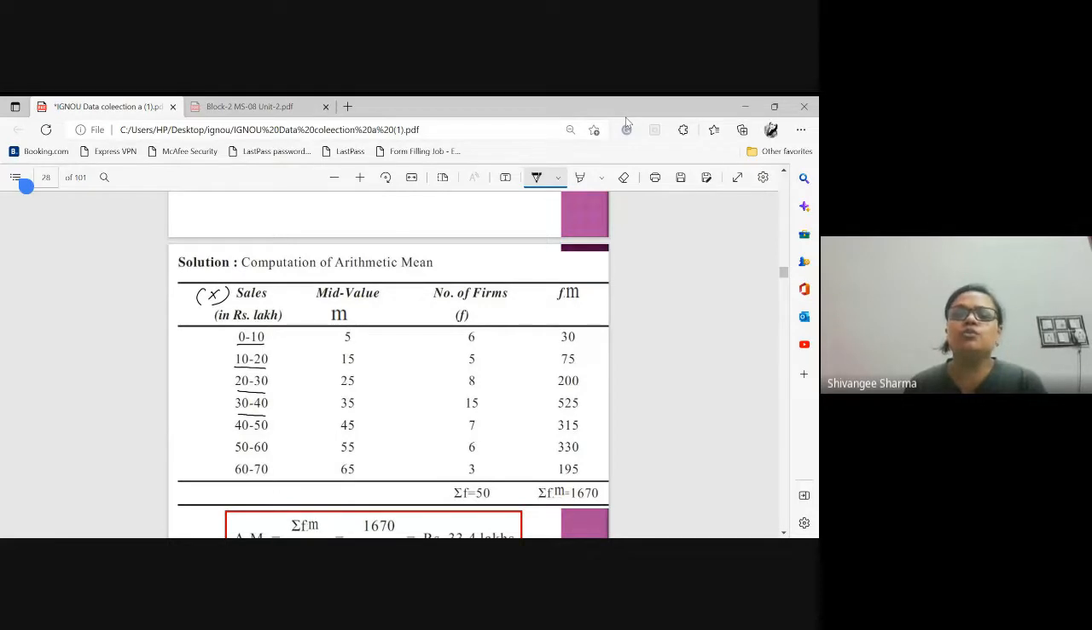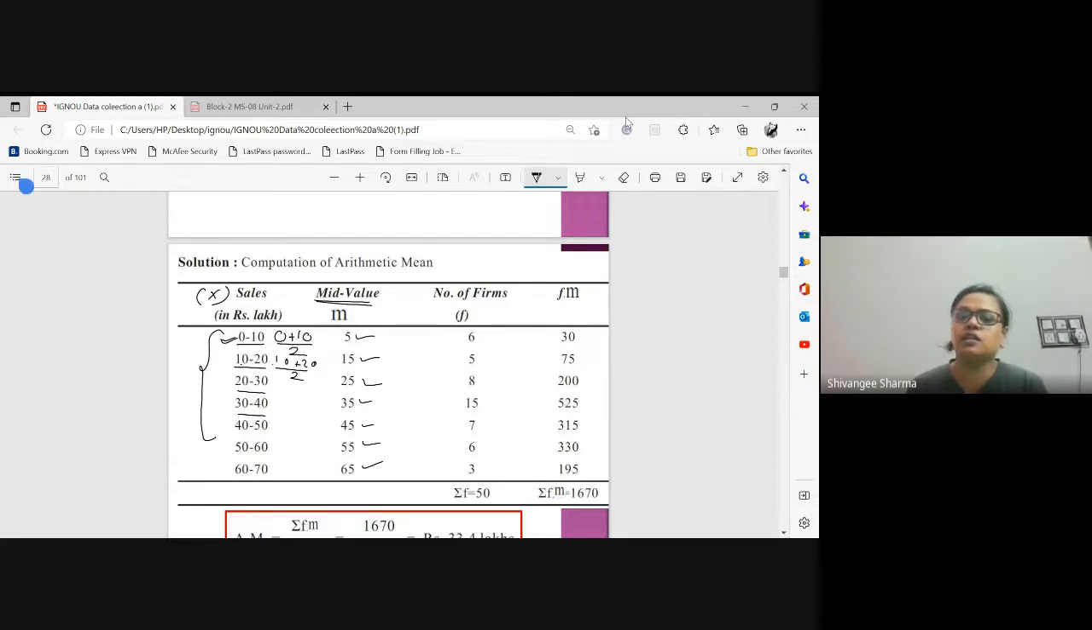Now, when you have a continuous series, you always calculate the mid value, right? And mid value is calculated simply by adding the extremes and dividing them by 2, right? So for the first column, it will be 0 plus 10 divided by 2, which is 5. Then for the second, it will be 10 plus 20 divided by 2, which is 30 by 2, then 15. Okay, so this is how you calculate all mid values of your class interval.